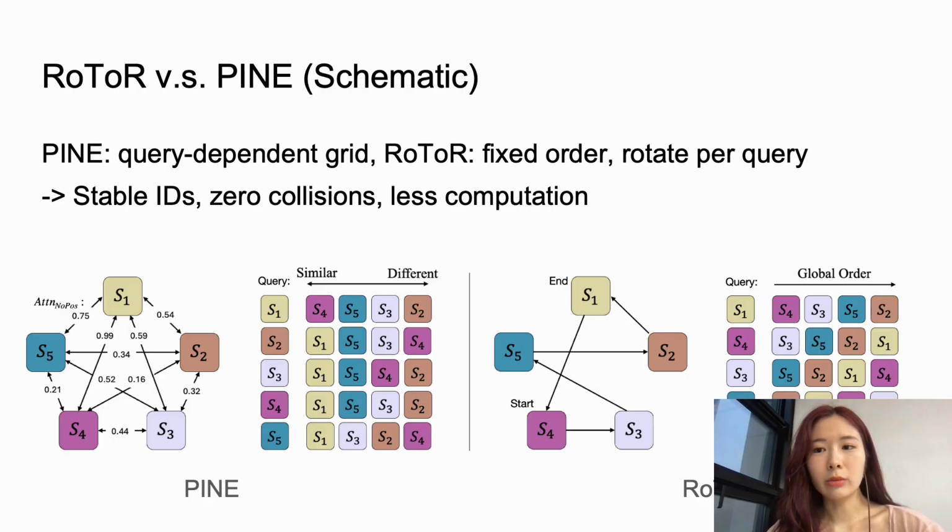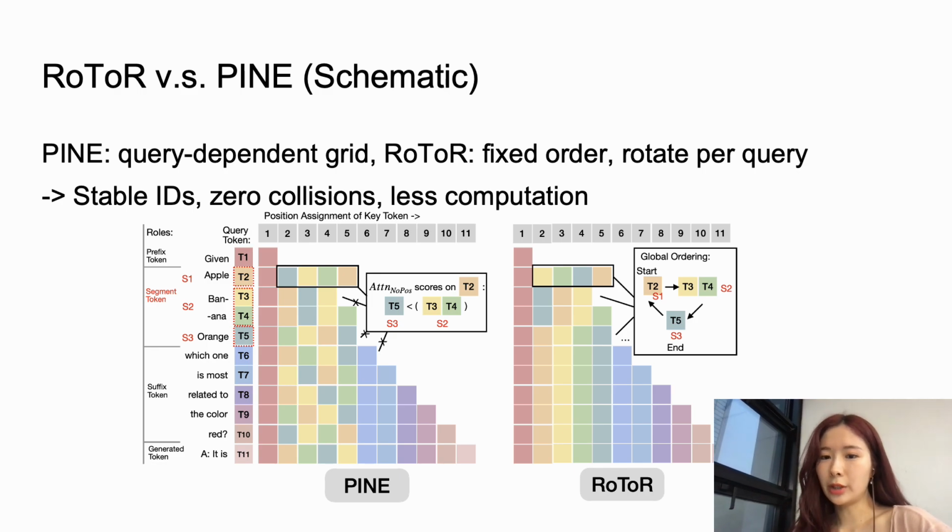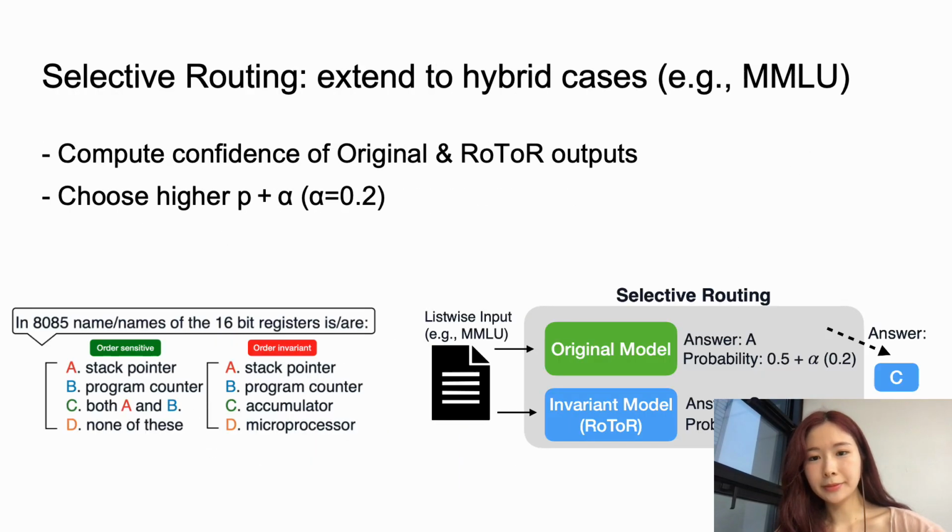Comparing with Pine, RoToR removes query dependence. As a result, RoToR achieves stable ID assignment with 0 collisions and less computation. The illustrations show that Pine's position grids vary across heads, whereas RoToR's grid remains stable. Consequently, RoToR reduces additional computational overhead and narrows the train-test distribution gap.